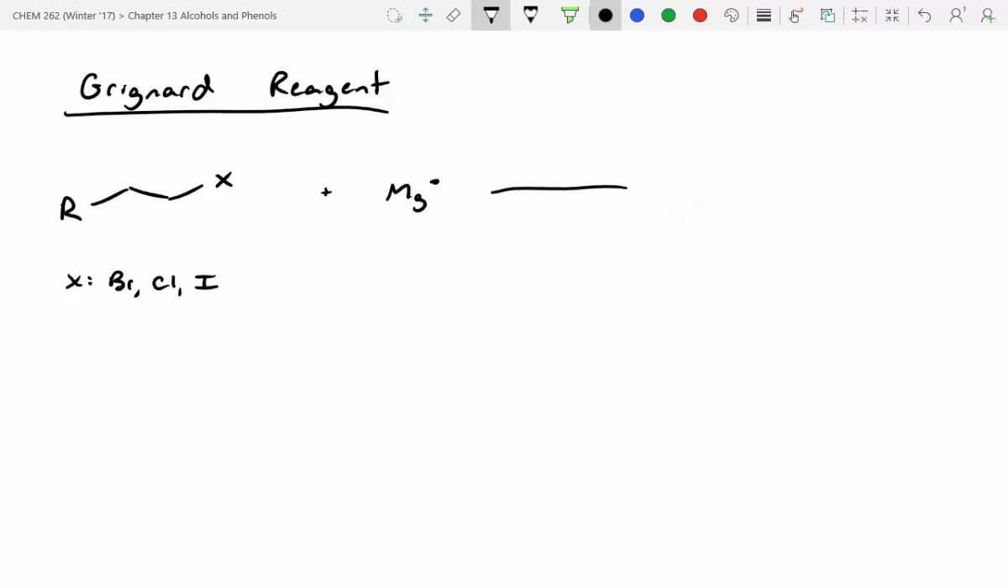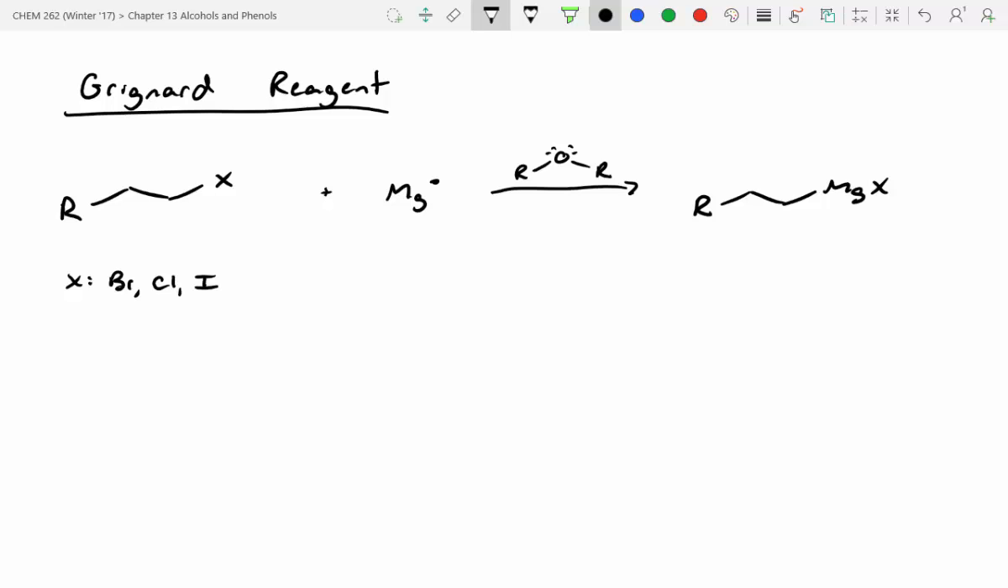You have to run this in an aprotic solvent, and we'll talk about that in a second. Typically the aprotic solvent you use is some sort of ether. So diethyl ether or THF are very common, but it has to be an aprotic solvent. When you do this, the magnesium will actually insert itself in between the carbon-halogen bond.